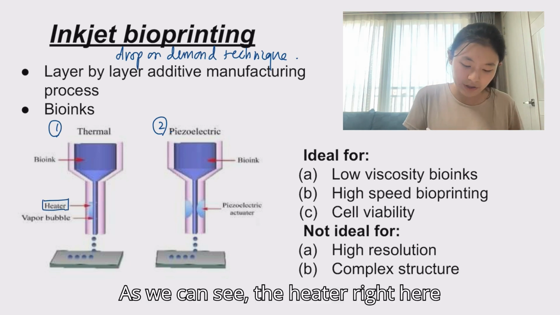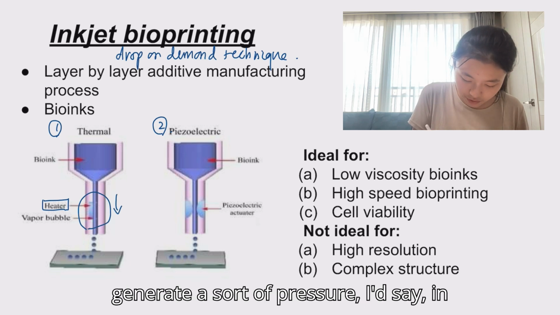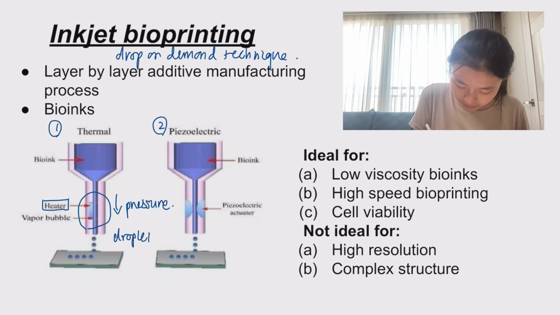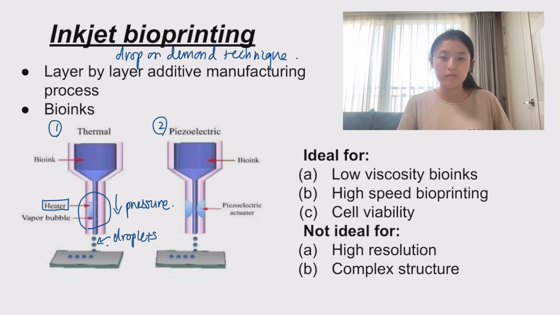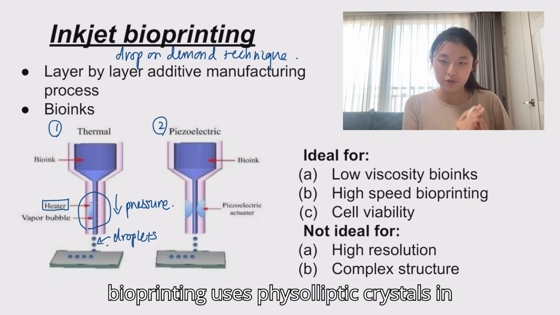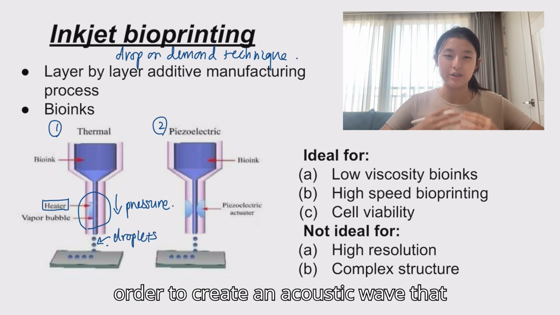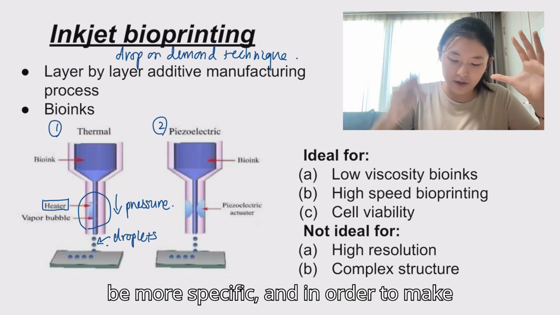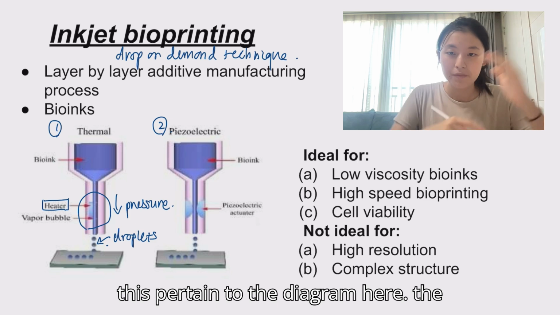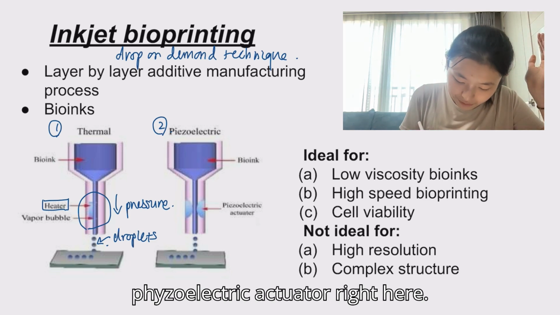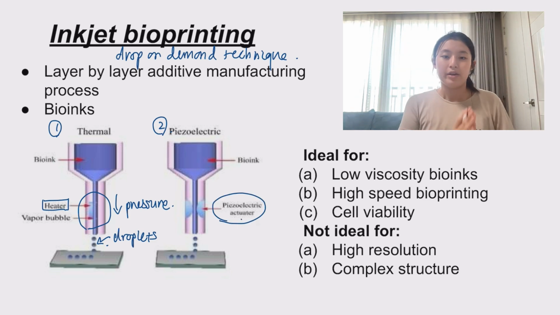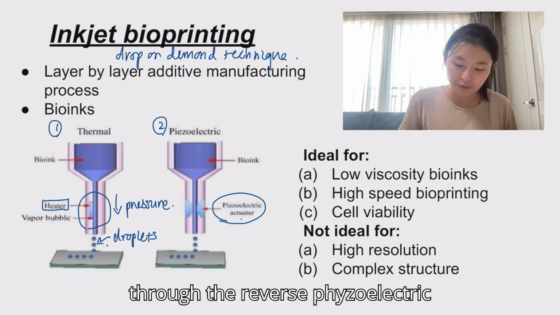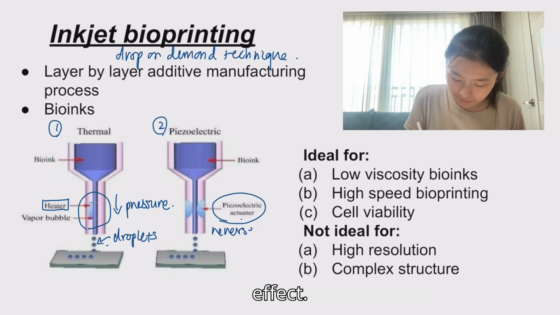As we can see, the heater right here heats the print nozzle in order to generate a sort of pressure, I'd say, in order to drop these droplets. On the other hand, acoustic inkjet bioprinting uses piezoelectric crystals in order to create an acoustic wave that breaks the liquid into droplets. Now, to be more specific, and in order to make this pertain to the diagram here, the piezoelectric actuator right here leverages the piezoelectric crystals in order to produce acoustic waves through the reverse piezoelectric effect.